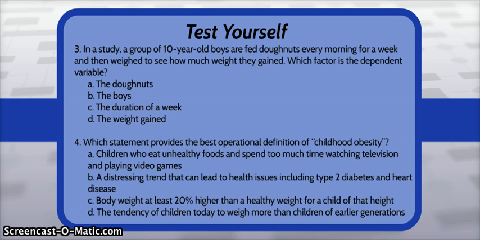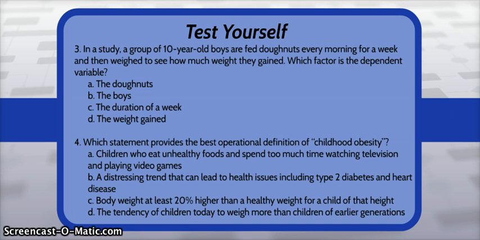Number 3, in a study, a group of 10-year-old boys are fed donuts every morning for a week and then weighed to see how much weight they gained. Which factor is the dependent variable? The donuts, the boys, the duration of a week, or the weight gained?